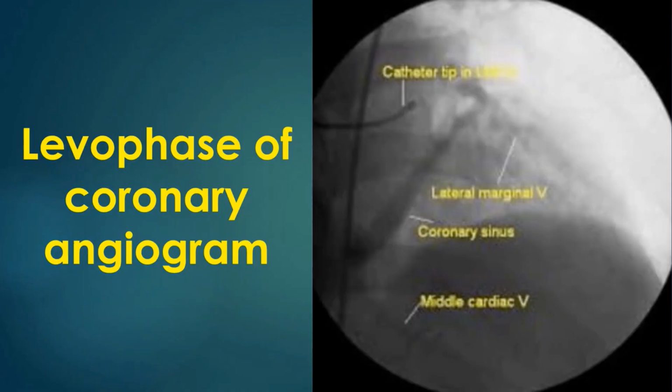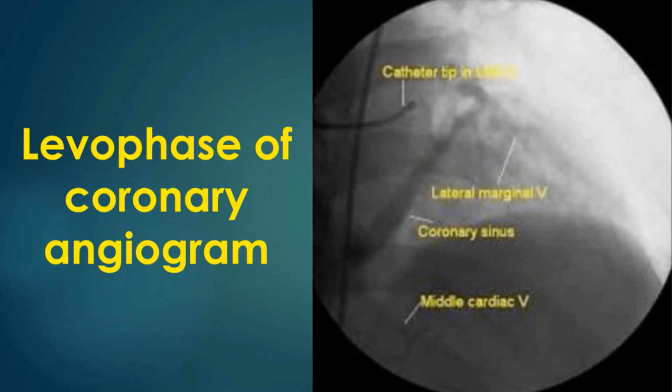Levo phase of the coronary angiogram showing tributaries of coronary sinus. Levo phase of the angiogram is obtained when you continue the recording till the contrast passes from the arterial tree through the capillaries to the venous system. Alternatively, you may start recording a little late after the coronary injection to the approximate time for the levo phase. But in this situation, there is a chance of missing the initial part of the levo phase.